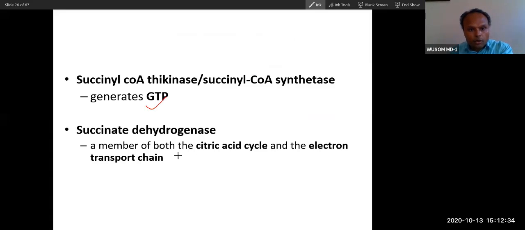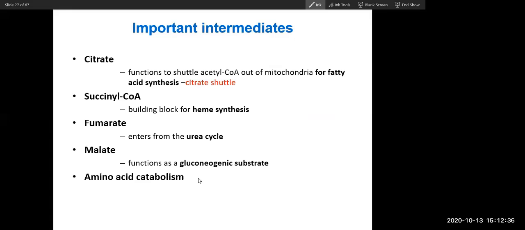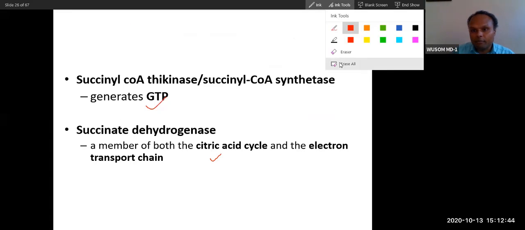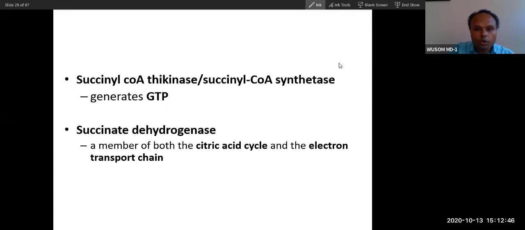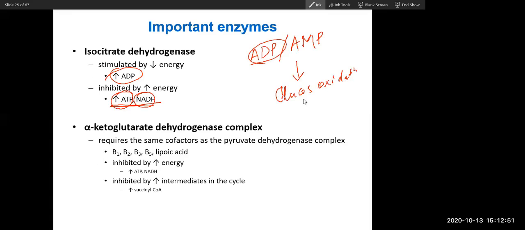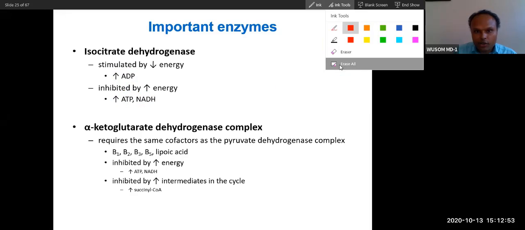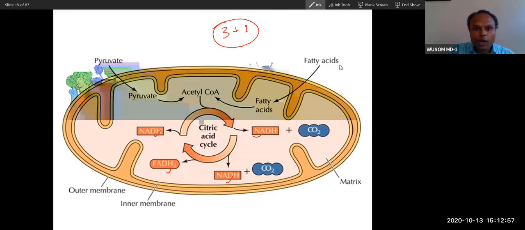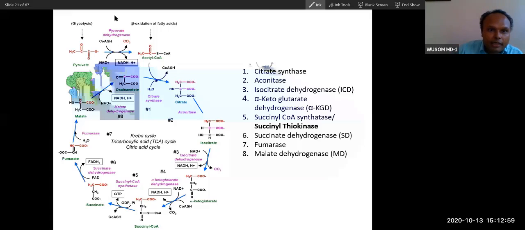Sorry, I have a question. Doesn't calcium stimulate alpha ketoglutarate dehydrogenase? Do we need to know that? So yes, calcium. That is a good question. Calcium directly does not activate this. Calcium indirectly activates this. How? Because you see, calcium activates this.